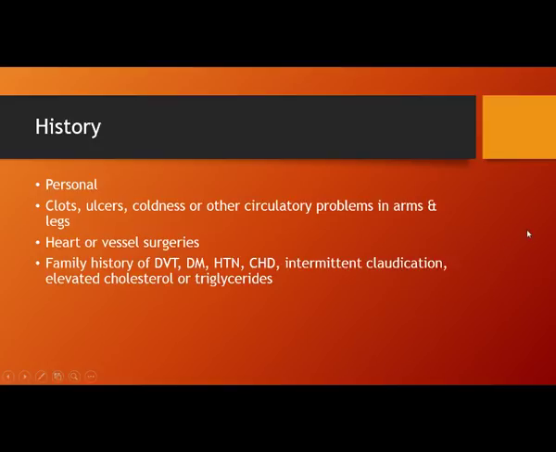Now, you're going to be asking about personal history. You'd ask about any previous problems with clots, any problems with ulcers, coldness, circulatory problems either in arms or legs, any surgery done on the heart or vessels. And then as far as family history, a family history of deep vein thrombosis, diabetes, hypertension, chronic heart disease, intermittent claudication. What is intermittent claudication?